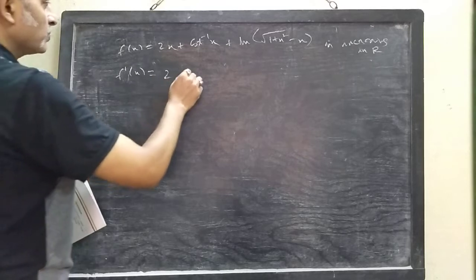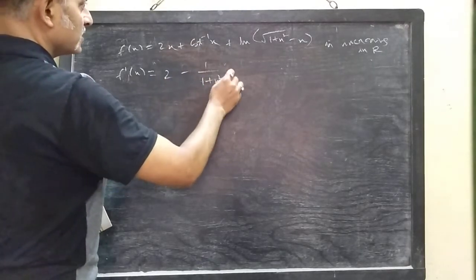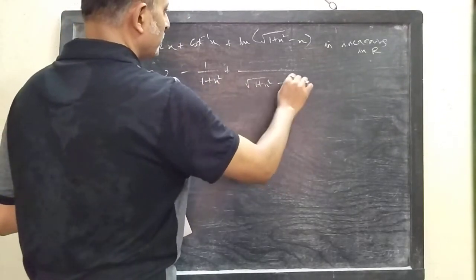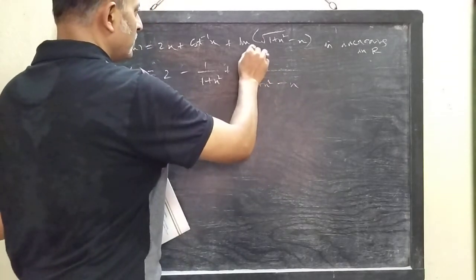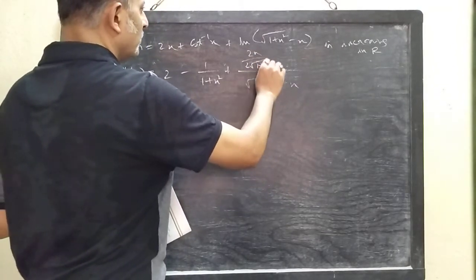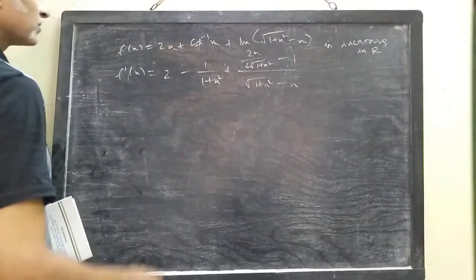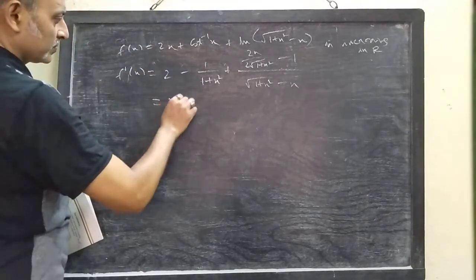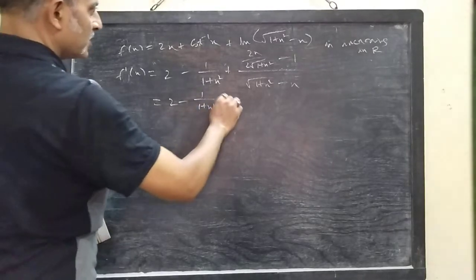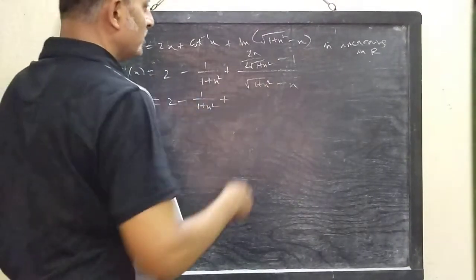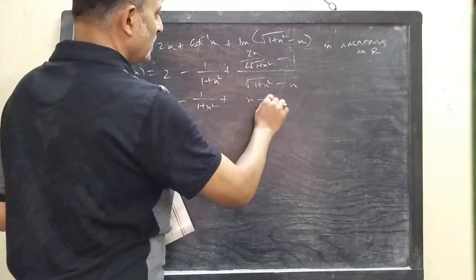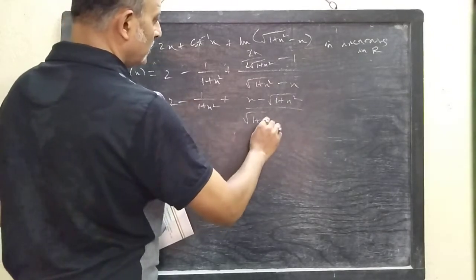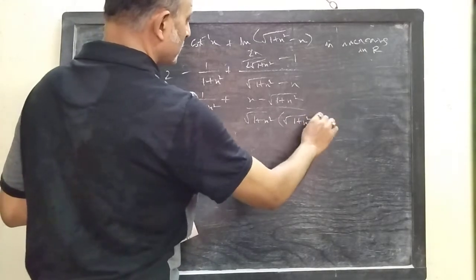f dash x is 2 minus 1 by 1 plus x square plus root over of this, then its derivative is 2x by 2 root over of 1 plus x square minus 1. Then you get 2 minus 1 by 1 plus x square plus, multiplying both numerator and denominator by root over of this, you get x minus root over of 1 plus x square. Here you get root over of 1 plus x square into root over of 1 plus x square minus x.